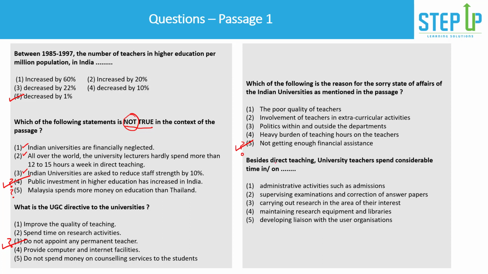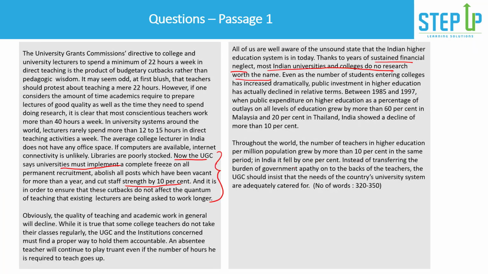Then next it says, besides direct teaching, university teachers spend considerable time on administrative activities such as admissions. Nowhere was that mentioned. Supervising examination, correction of answer papers. No. Carrying out research in the area of interest. Maintaining research equipment and libraries. Developing license with the user organization, right? So no.